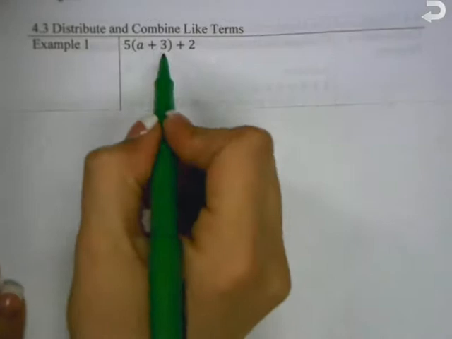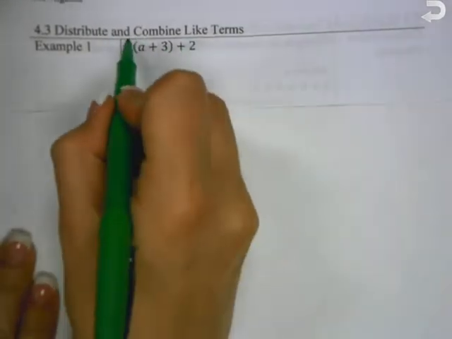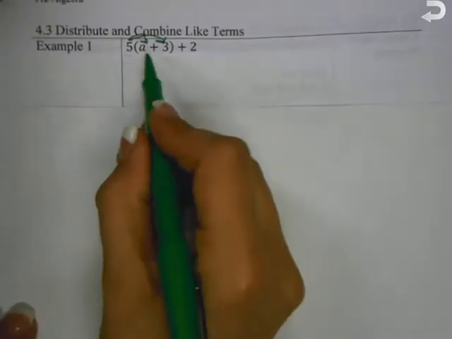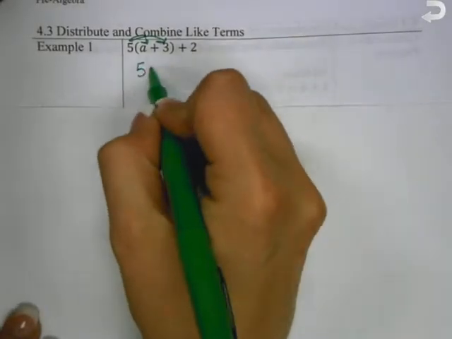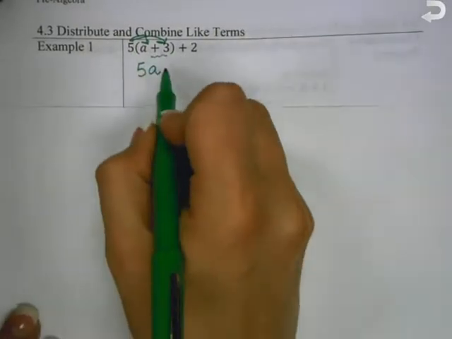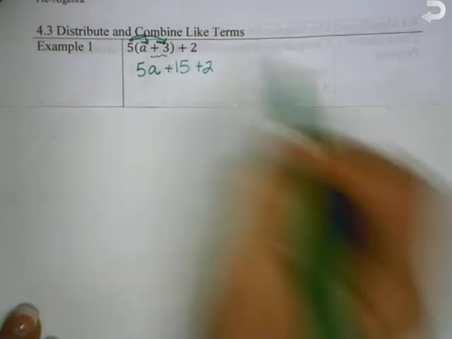Alright. So I see 5 and a parenthesis, so my immediate thought is I need to use distributive property here. So I'm going to distribute that 5 into the parentheses. So then we have to actually do it. 5 times A, that gives me 5A. And 5 times, this is a positive 3, gives me positive 15. And we still have a plus 2, so we need to bring that down. We haven't used it yet.